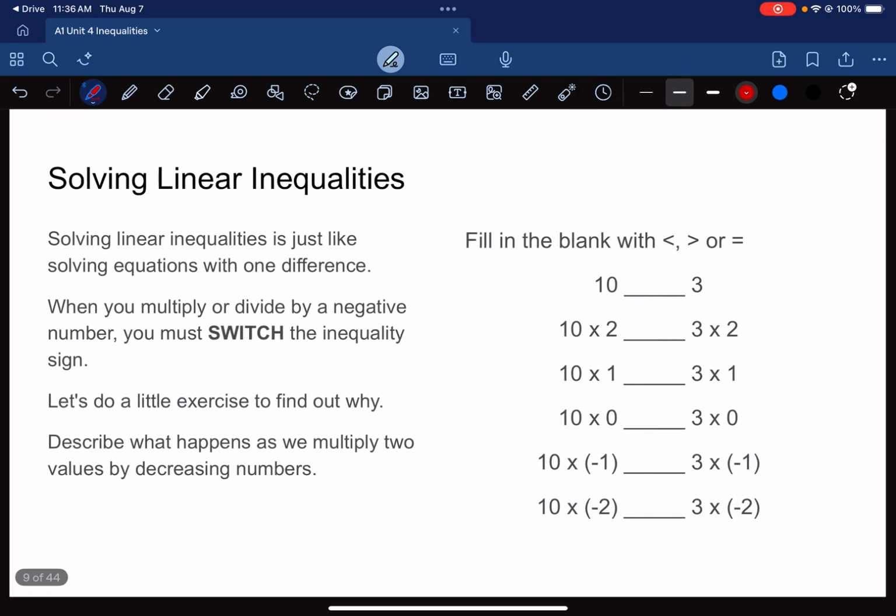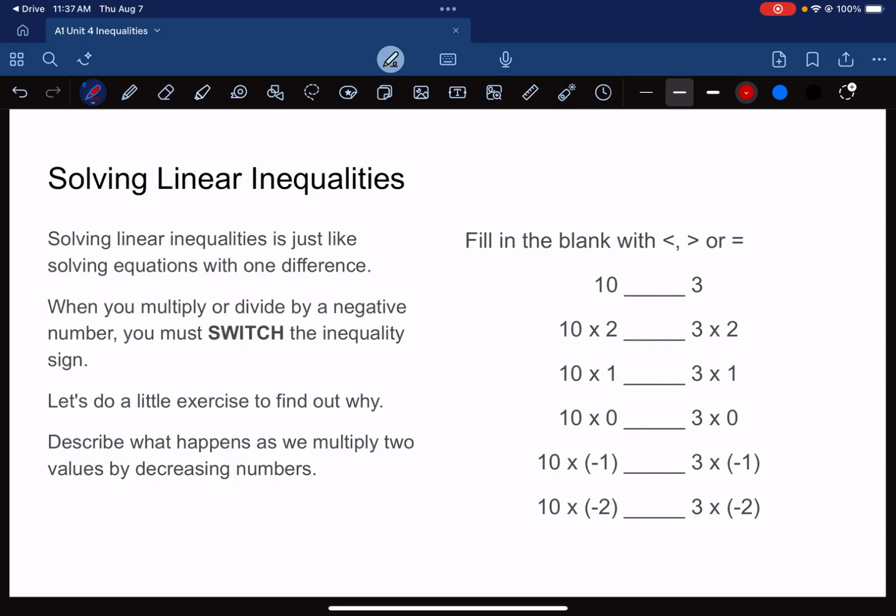All right, how do you solve linear inequalities? Well, they're just like equations with one difference. When you multiply or divide by a negative number, you must switch the inequality sign. So if it's less than, it's going to become greater than. If it's greater than, it's going to become less than.